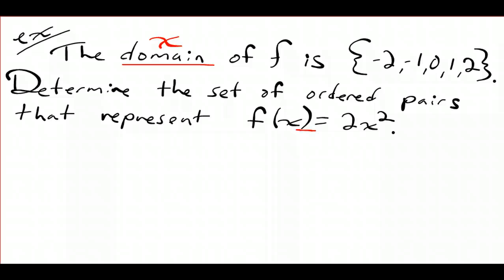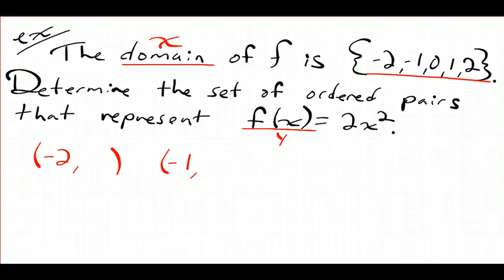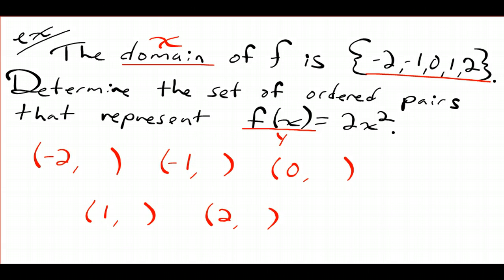In order to represent this function, don't forget f of x really just stands for y. So if we have the ordered pairs where we know the domain is all of those numbers right there, and those are just the x values, then I have the point -2 something, -1 something, 0 something, 1 something, and then 2 something. To find the y values there, all we have to do is take those x's and plug them back into the function.